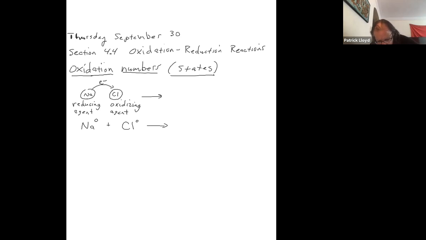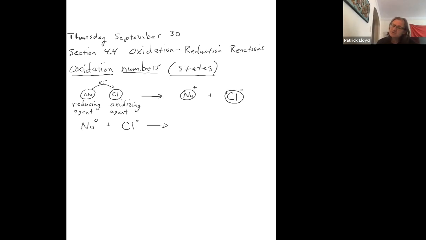What's happening is the sodium has lost an electron. It doesn't have that electron anymore. It still has 10, but because it lost an electron, it now has a charge. It's now positively charged. If you lose a negative charge, you become positively charged. Likewise, the chlorine is no longer an atom. It's now an ion. It now has a negative charge.